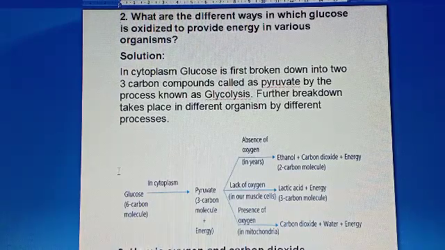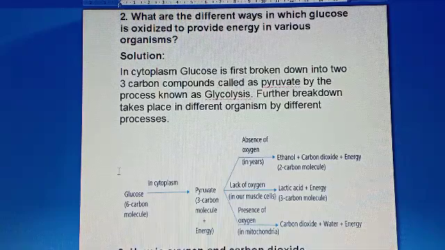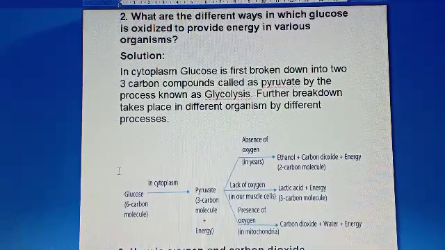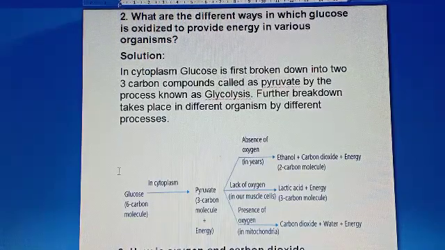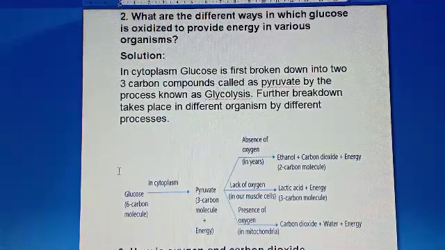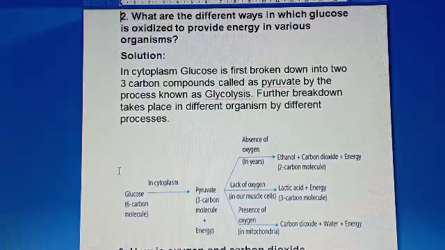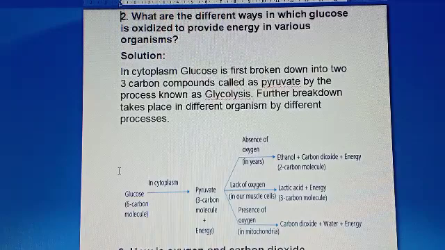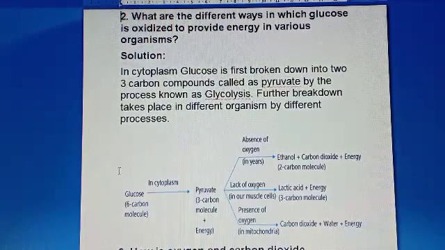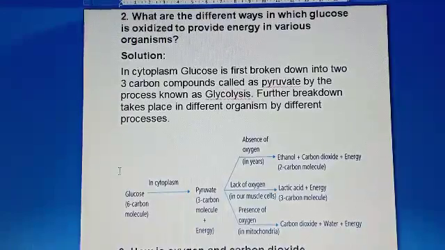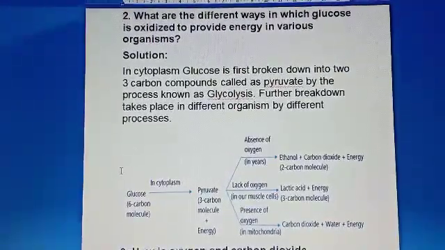While in the lack of oxygen, meaning insufficient oxygen, and this process takes place in muscle cells, then it forms lactic acid and energy. While in aerobic respiration, meaning the presence of oxygen, it forms carbon dioxide, water and energy.